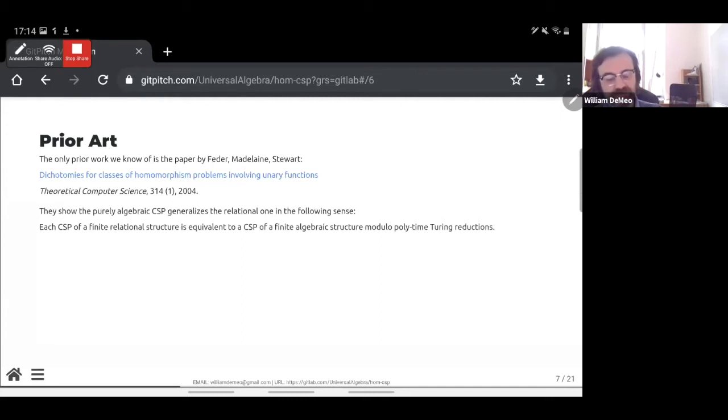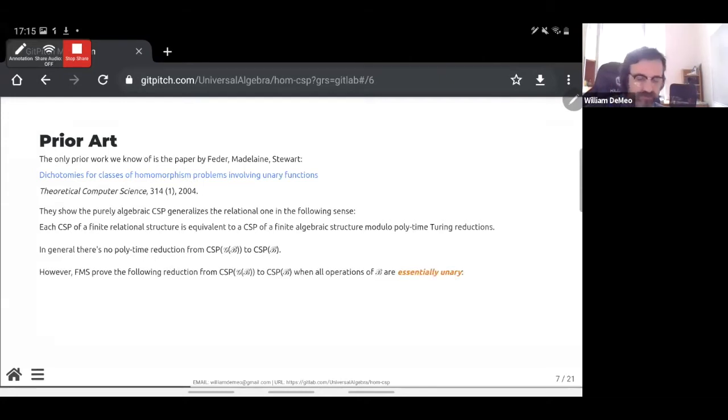Turing reductions. So in other words, they look at relational structures and say this is actually equivalent to the CSP of an algebraic structure, but modulo polynomial time Turing reductions, not many-one reductions. So that's one caveat. But we will show that in general, there's no polynomial time reduction from CSP of the graph of B to the CSP of B.